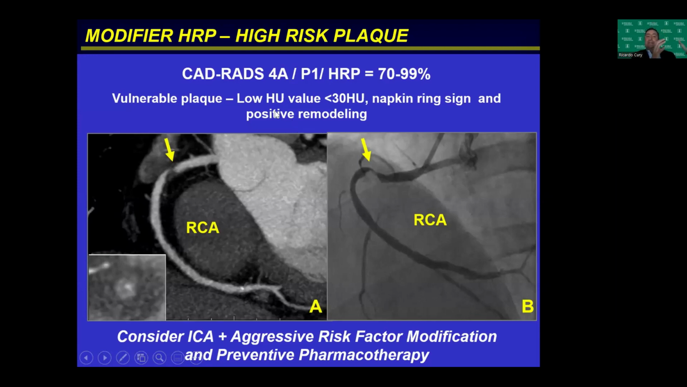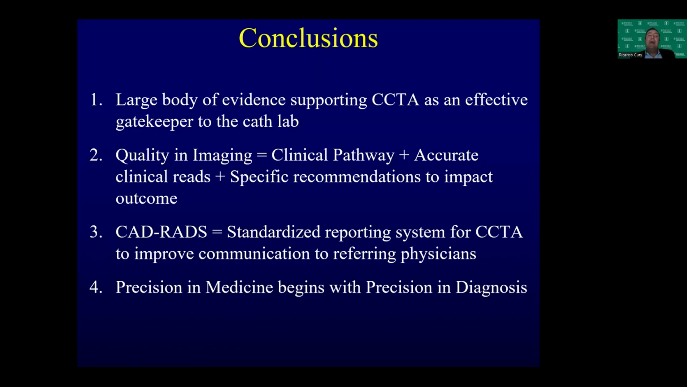So again, stenosis, plaque, modifier: 4A for severe stenosis, P1 for mild plaque burden despite local and severe, and the modifier for HRP. So with that, CAD-RADS is here to stay. You definitely should embrace it, and there's a large amount of evidence supporting CCTA and CAD-RADS to be utilized in practice.